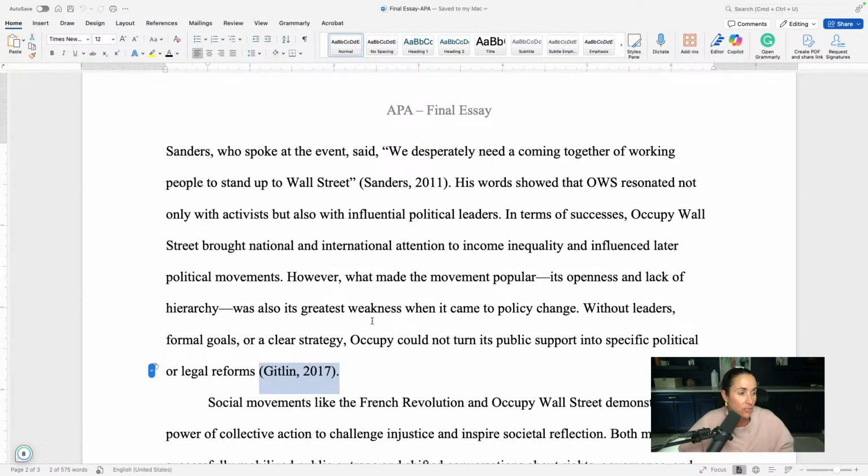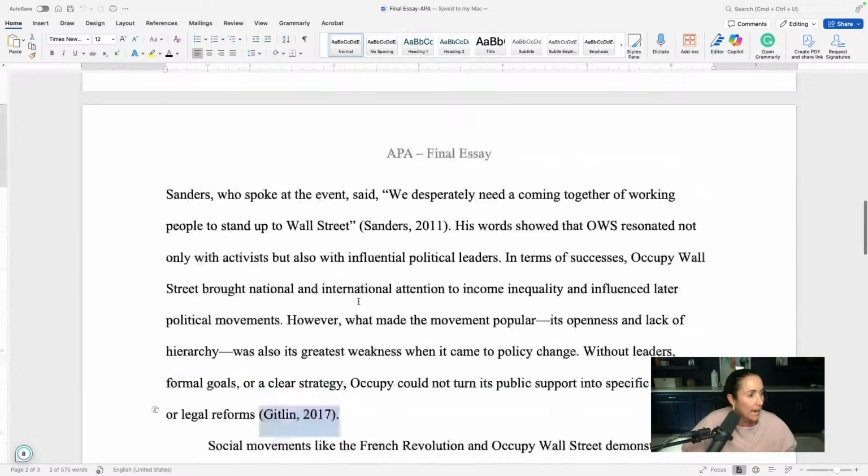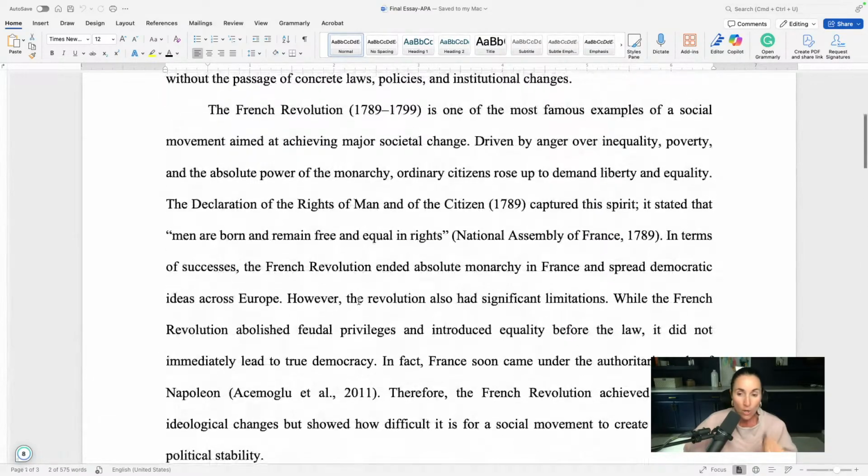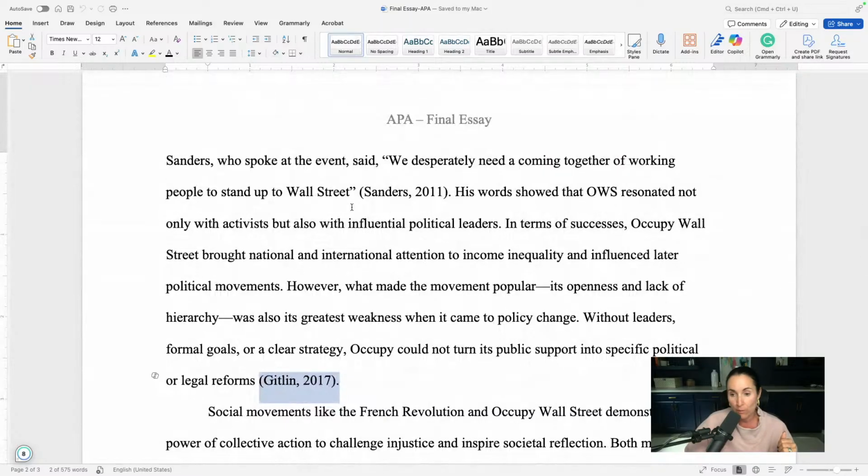And we even asked ChatGPT to summarize these sources for us so we didn't have to read them all. And now we have these two detailed paragraphs with everything that we needed. We needed to discuss a social movement. We needed to have a primary and secondary source, and we needed to discuss the limitations and the successes. And we did all that in each paragraph. We did it for the French Revolution, and we did it for Occupy Wall Street. Now, the only thing that's left is the intro and the conclusion.